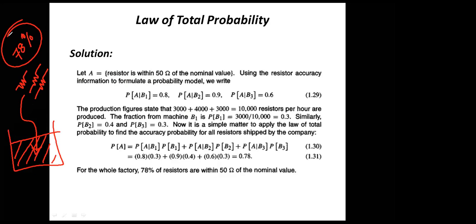either from machine B1 or machine B2 or machine B3. Okay. Sir, is it like the more machines we set there and the more amount of registers we produce, we can improve the accuracy?